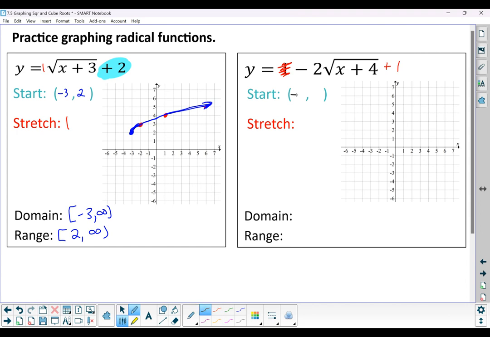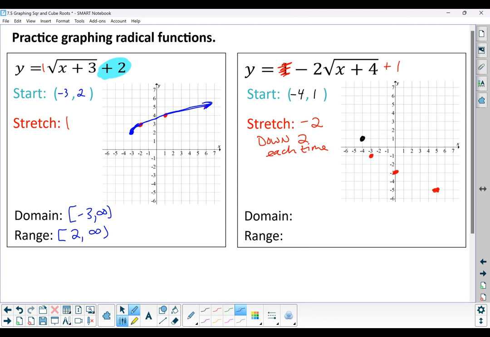So our starting point is negative 4, 1, which is right here. And our stretch is negative 2. That means we're going to go down 2 each time for our pattern. So we're going to go down 2 over 1. And our 1, 3, 5 isn't going to change. So down 2 over 1, down 2 over 3, down 2 over 5.